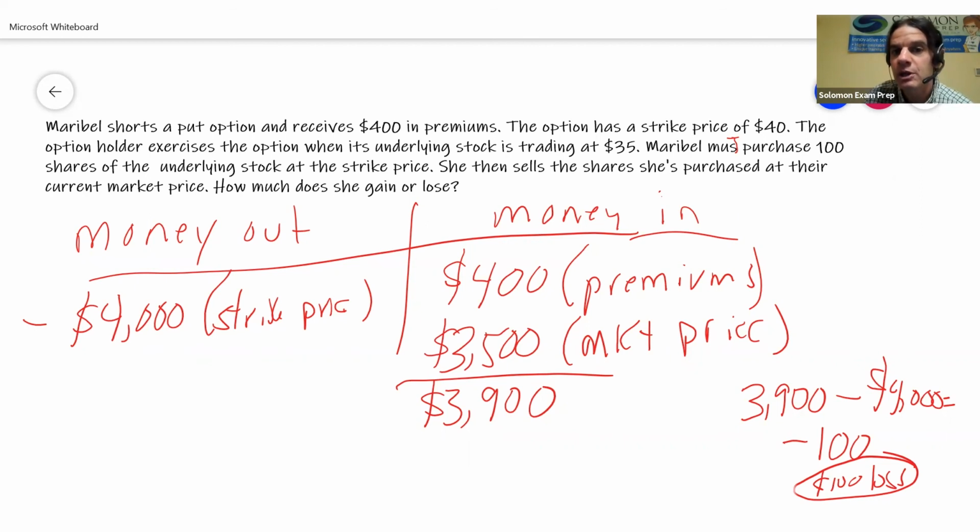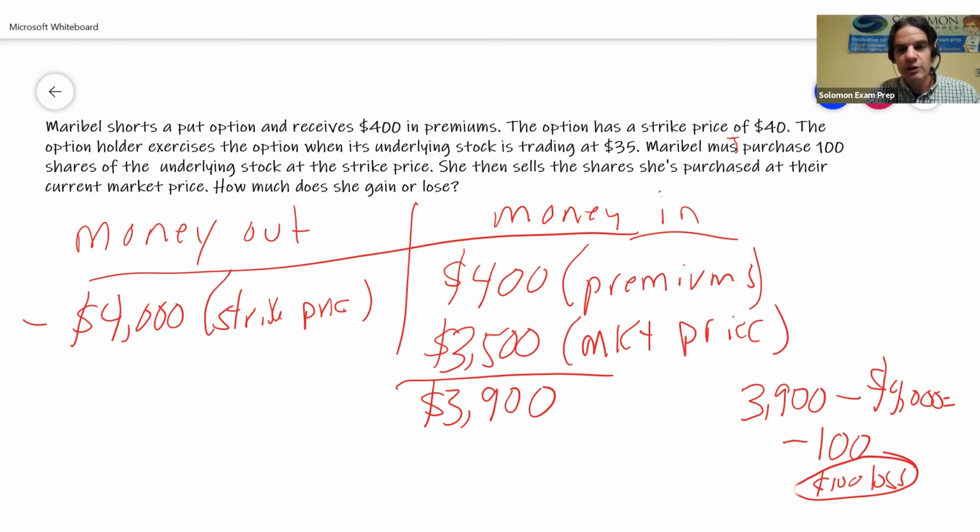And for a put option short investor, that individual is going to have to pay the strike price to purchase the securities from the option holder. And then in most of these questions, they're going to tell you he turns around and sells them at the market price. So he's going to take in that market price, and he's already taken in the premiums. So the difference between money in and money out. So understanding what happens in one of these transactions, and then simply doing your T chart, money in, money out, calculate gains or losses that way.